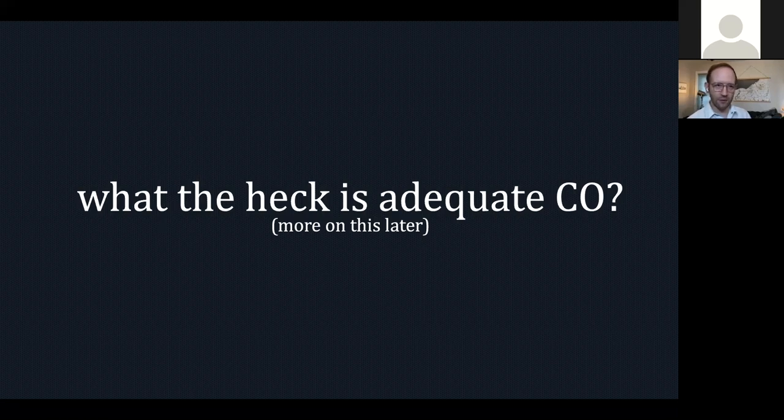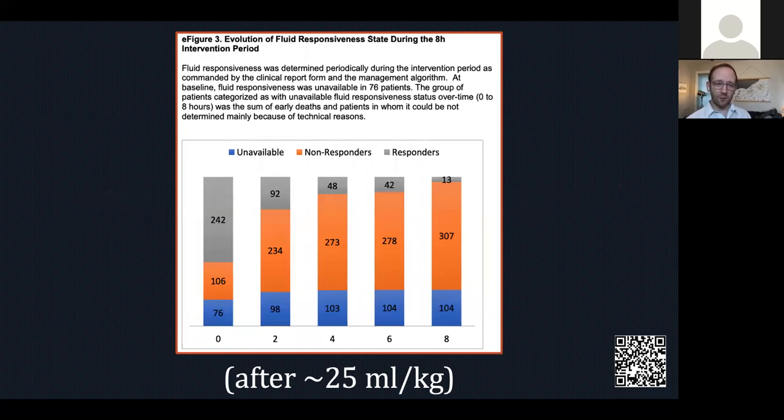But when you do your echo and gather collateral information, you may find out that that's not the case. And there's other parameters that we'll talk about that may help you assess its adequacy. Something that's really important to me is to talk about the natural history of fluid responsiveness.